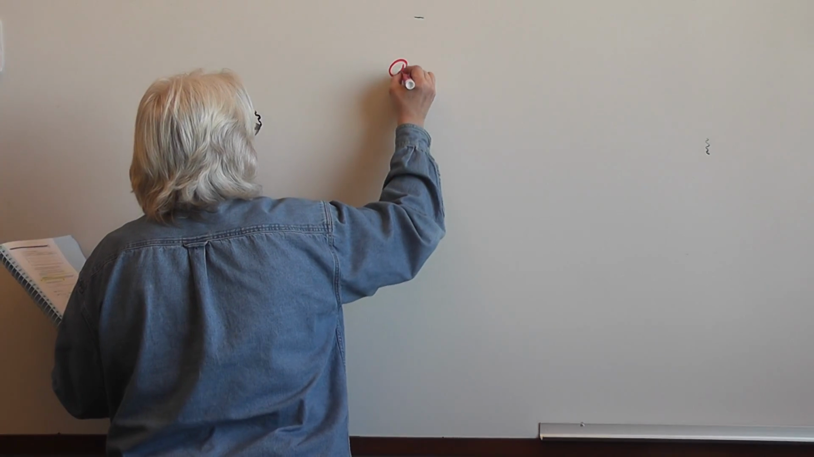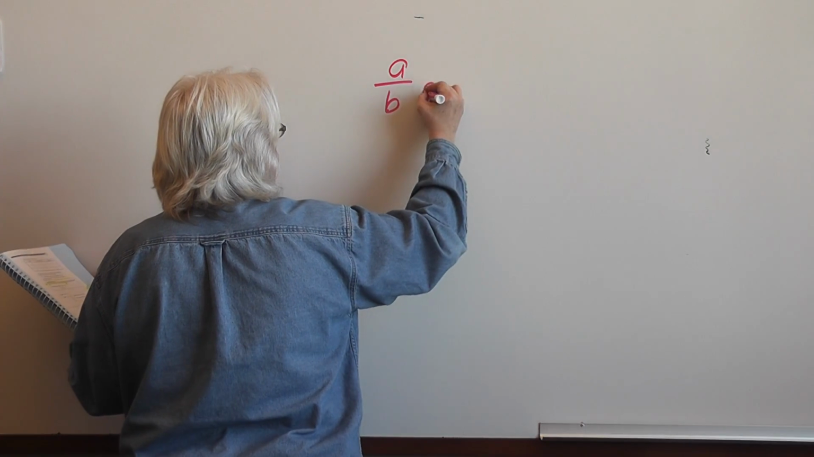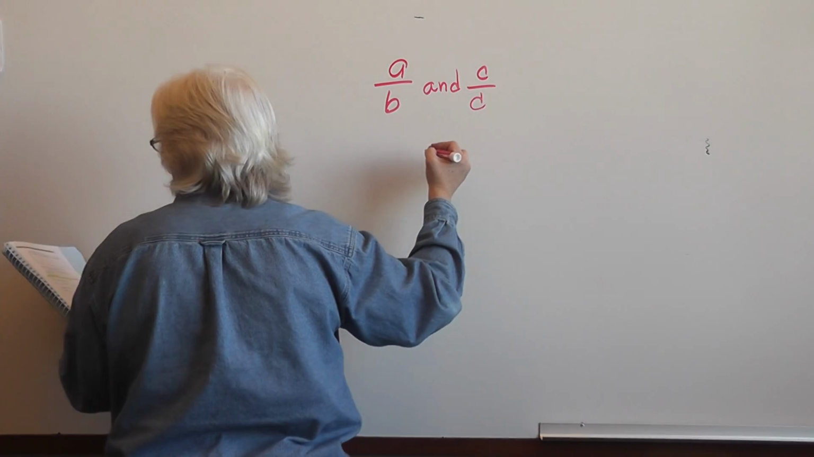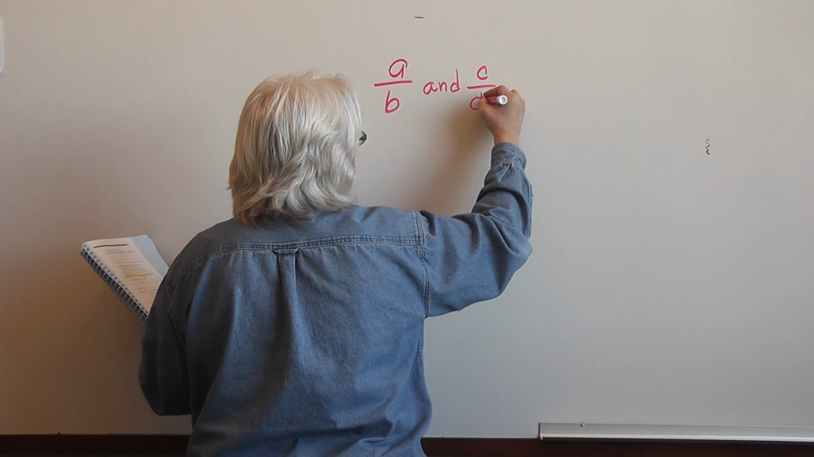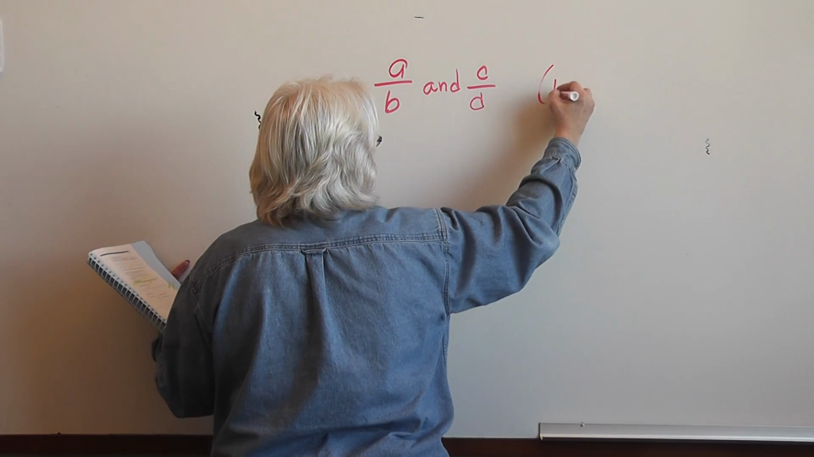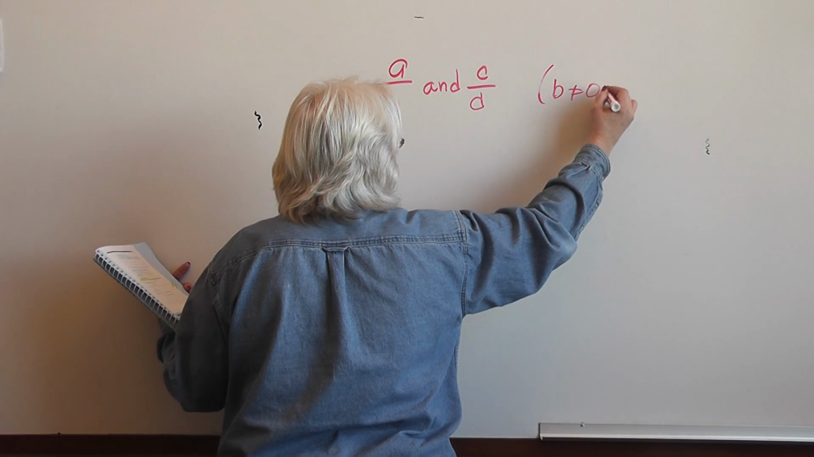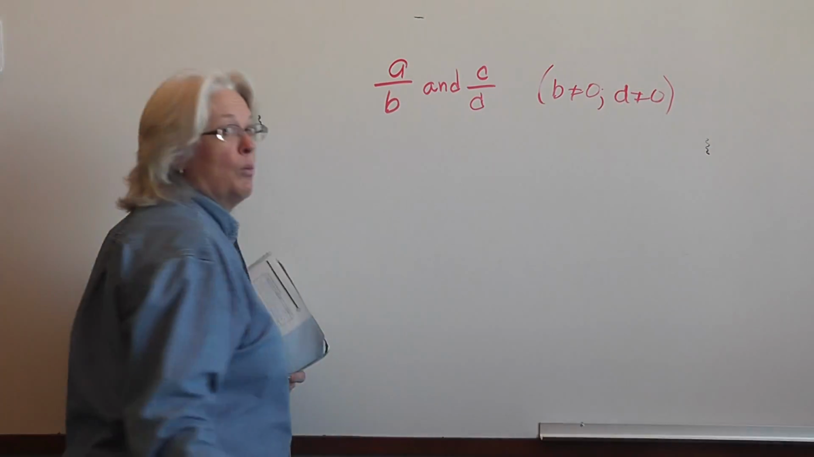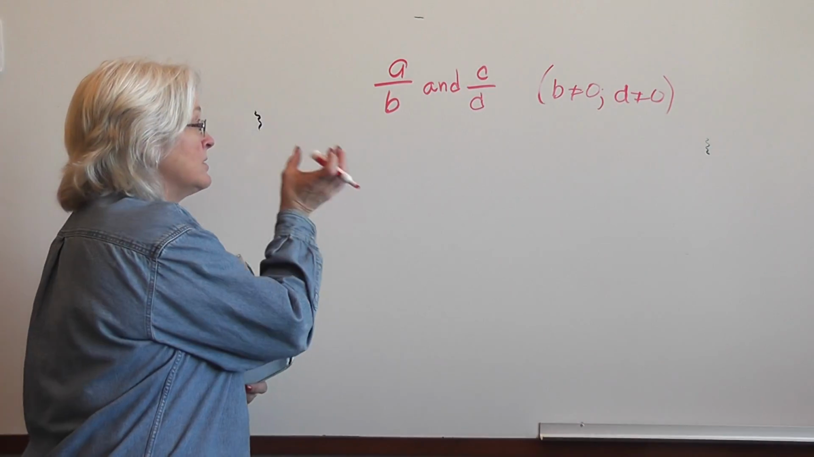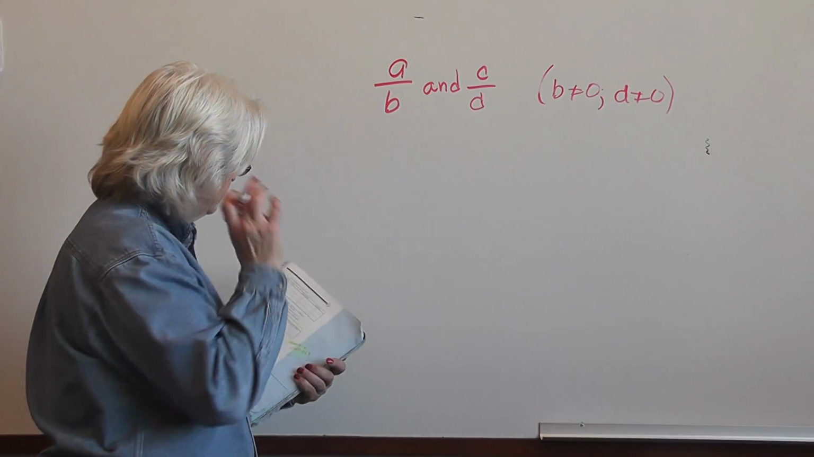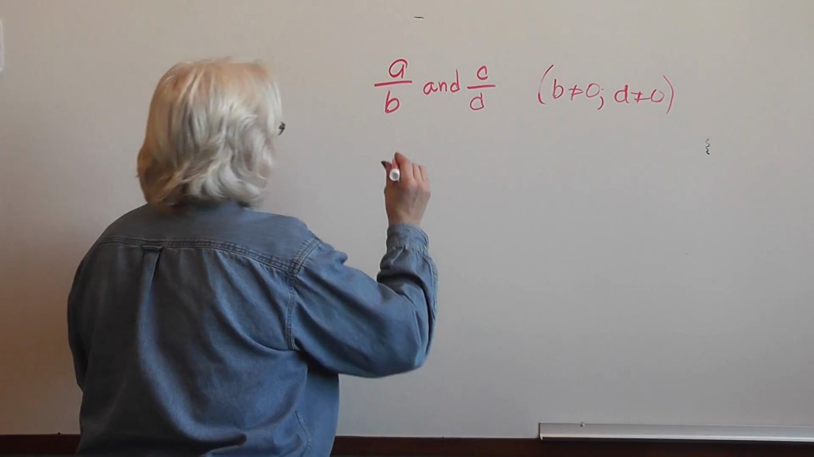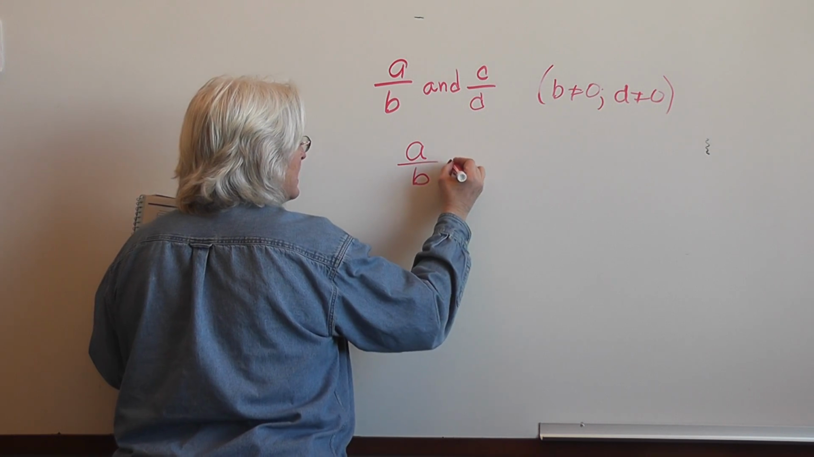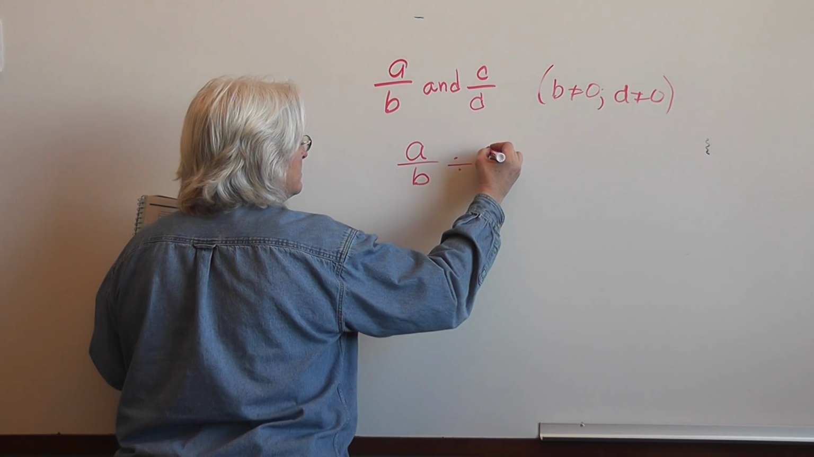For rational numbers a over b and c over d, you have to have that same limitation. You can't have b equal to 0. You can't have d equal to 0. Why not? Because you cannot divide by 0.